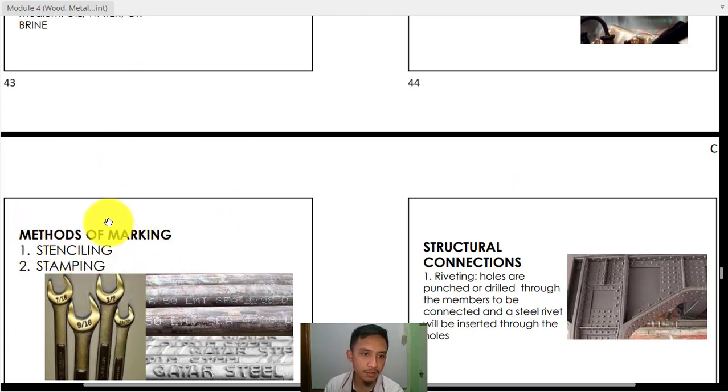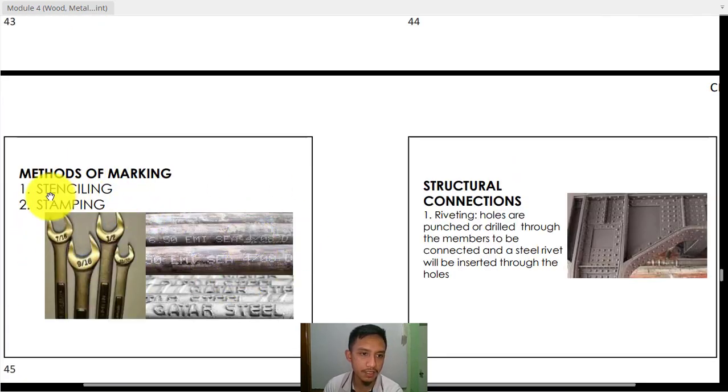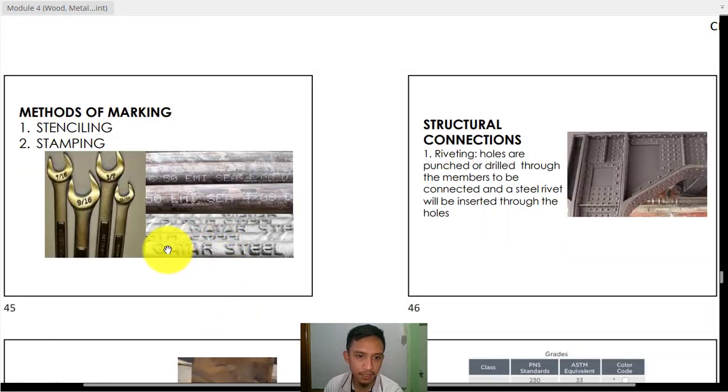So these are the methods of marking of metals: stenciling and stamping. If you say stencil, that is to be engraved, and then stamping, that is to be stamped. Just like a stamp, that will be in addition to the surface, protruding on the surface. If you see stencil, that will be engraved. Okay, so that is the marking of steel.